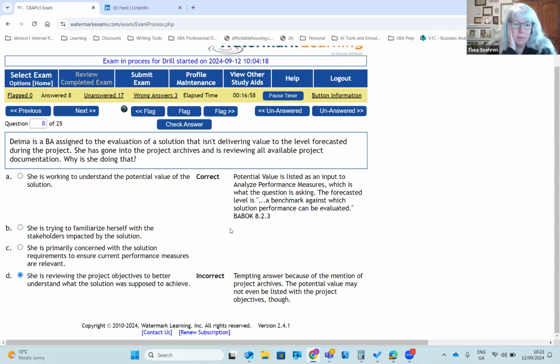Okay. Oh wow. Potential value is listed as an input to analyze performance measures, which is what the question is asking. The forecasted level is a benchmark against which solution performance can be evaluated. And it has the word forecasted there that we all missed. We did. Yeah, forecasted, yeah.